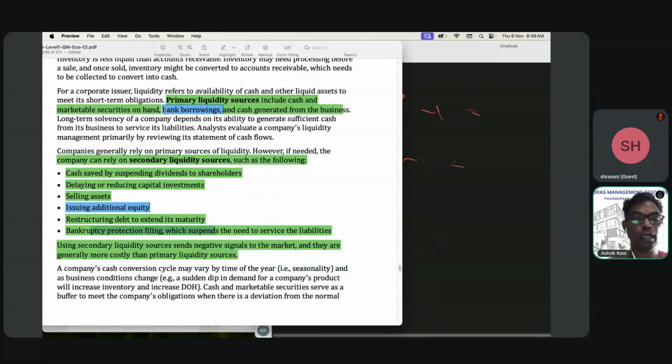Here, I have given this blue color because I feel it is counterintuitive. People might think bank borrowing is secondary and issuing additional equity is primary. So it is quite possible that they may test these two. Issuing additional equity is secondary, and bank borrowing is a primary liquidity source.